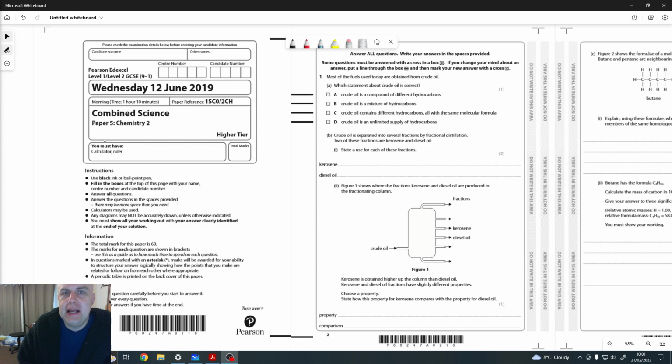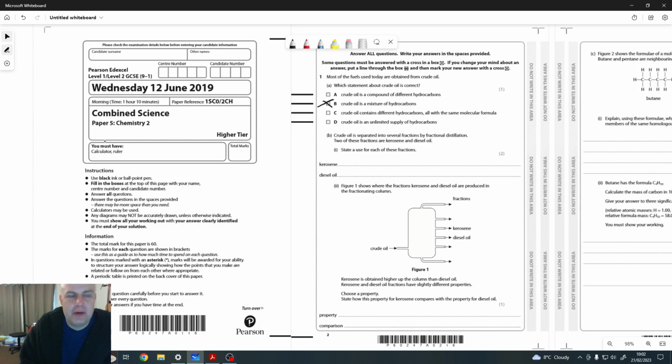So, it says, most fuels today are obtained from crude oil. Which statement about crude oil is correct? Crude oil is a compound. Oh, it's not. It's a mixture. Crude oil is a mixture of hydrocarbons. It is. Crude oil contains different hydrocarbons with the same molecular formula. Nope. Crude oil is an unlimited supply of hydrocarbons. Okay, so it's gotta be B. There we go. It's gotta be B.